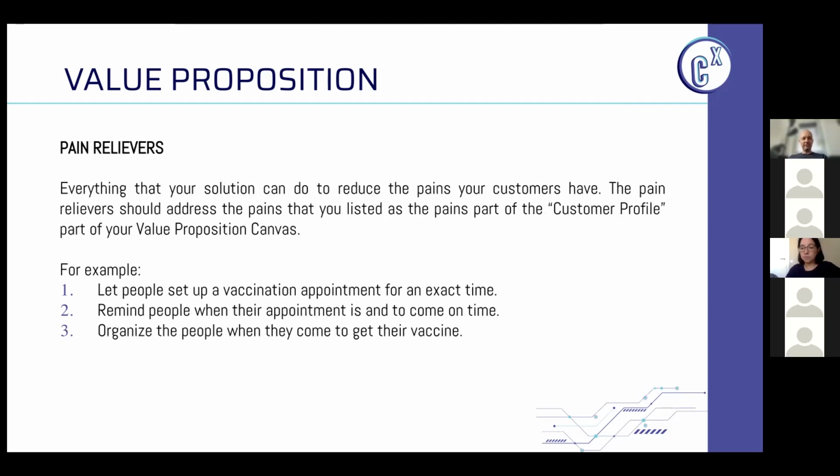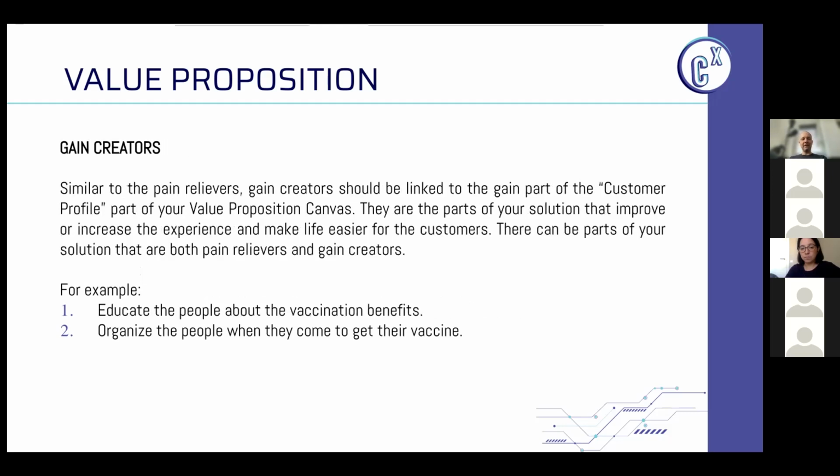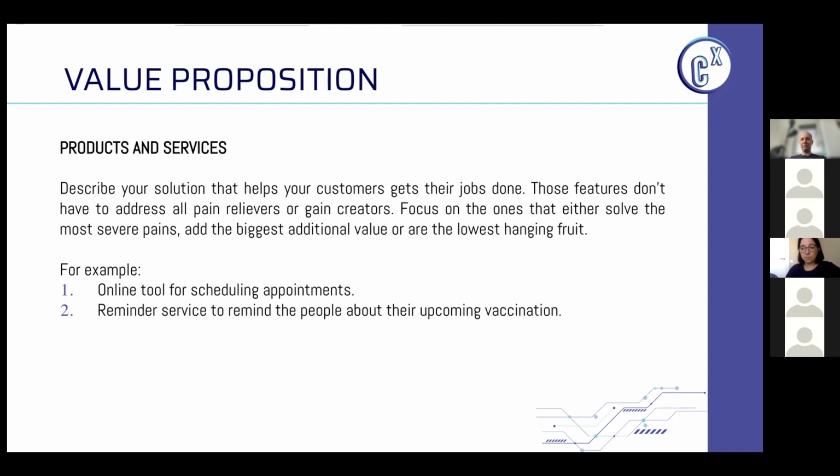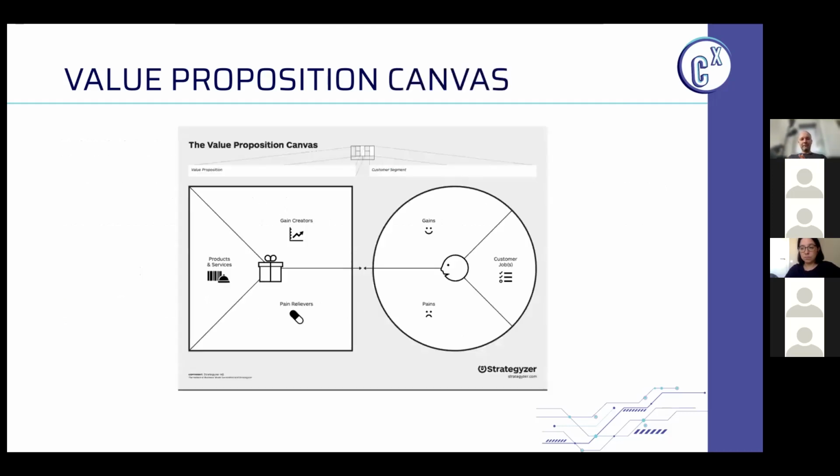Another pain reliever that we have in this example is remind people when their appointment is and to come on time. And the functionality for this could be a reminder service to remind the people about their upcoming vaccination. And in the end, here is the picture again. When you do it well, you will see that the features or the products and services that you have here very nicely match, or they should match. And this is also a way how you could check whether the value proposition canvas is correct or not.